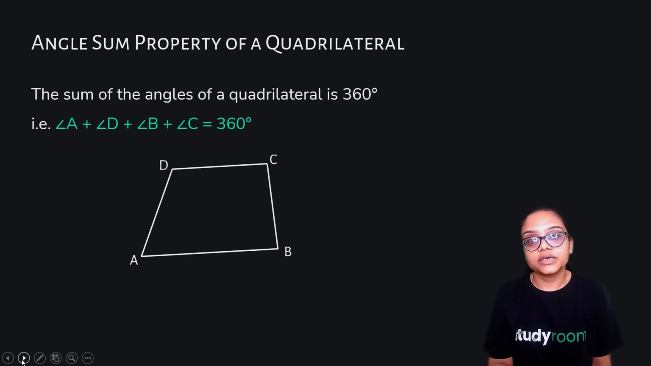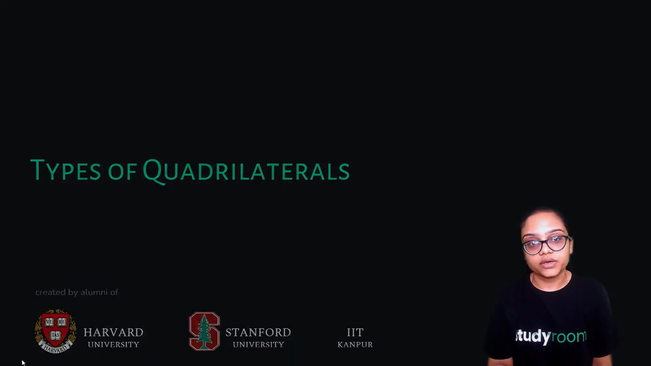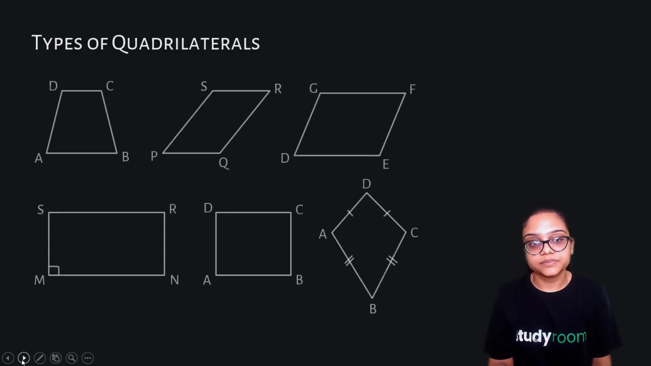The sum of the angles of a quadrilateral is 360 degrees. The triangle angle sum we have learned is 180 degrees, and the quadrilateral is just double. So it's 360 degrees. And you have already learned that it has two diagonals. Now, what are the different types of quadrilateral? We have to learn that first.